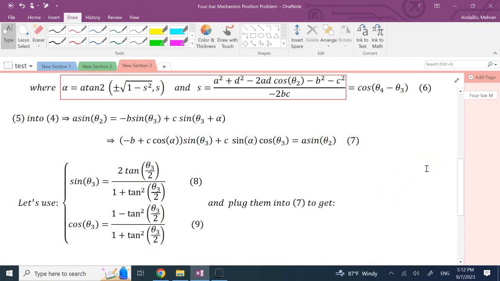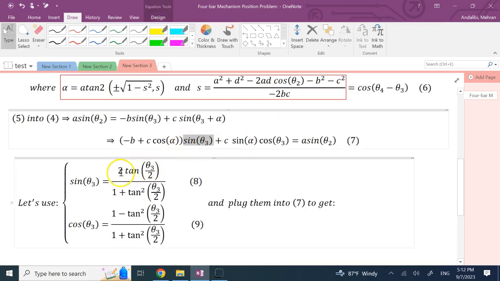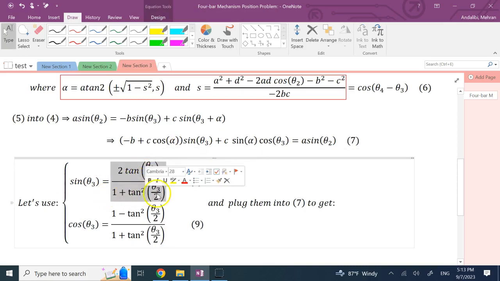And what would you do to solve it? One of the methods for solving this equation 7 is to use the tangent of half angle. So for sine of theta 3, we replace it by 2 tangent of theta 3 over 2 over 1 plus tangent square of theta 3 over 2. And for cosine of that, I replace 1 minus tangent squared of half angle over 1 plus tangent square of half angle. If I plug them back into 7, what do you think you will get?